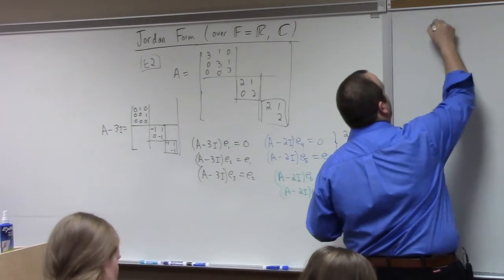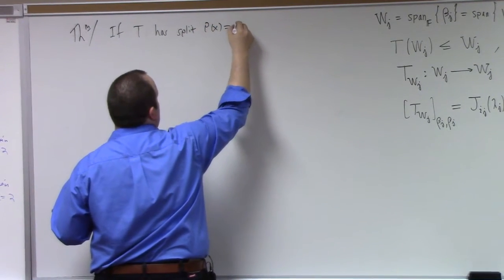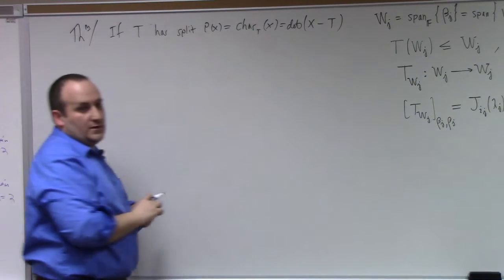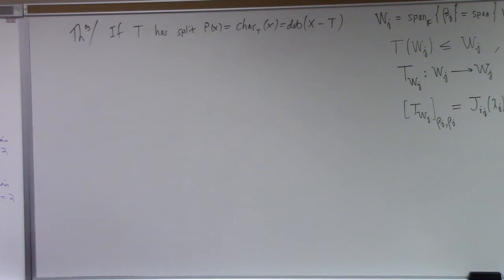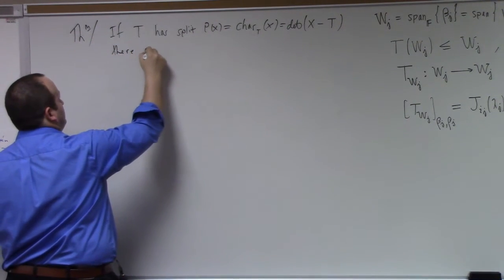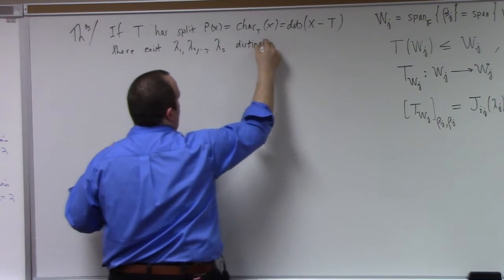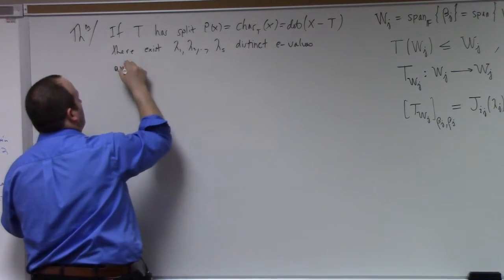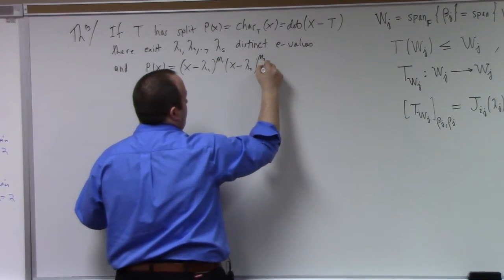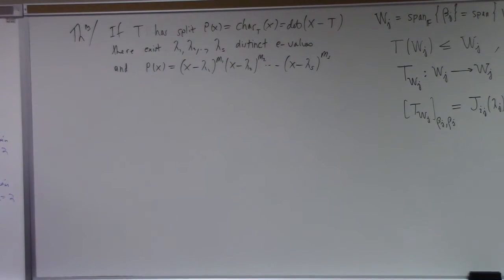Okay, so the theorem is this: if T has a split characteristic polynomial, p of x, in the language of Dummit and Foote, characteristic polynomial of T, the determinant of x minus T, yeah? So if the characteristic polynomial is split, in other words, that's just a fancy way of saying that the linear transformation has all of its eigenvalues. So there exist lambda 1, lambda 2, ..., lambda s, distinct eigenvalues, and p of x is equal to x minus lambda 1 to the m1, x minus lambda 2 to the m2, ..., x minus lambda s to the m s. That would be what I mean by it's split. You can factor it into linear factors, possibly repeated.